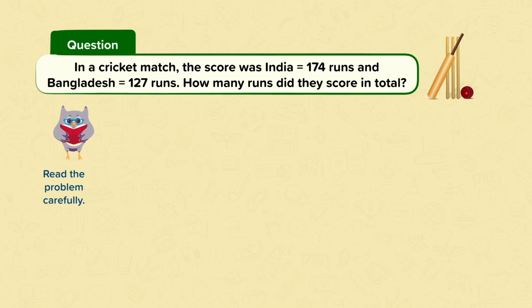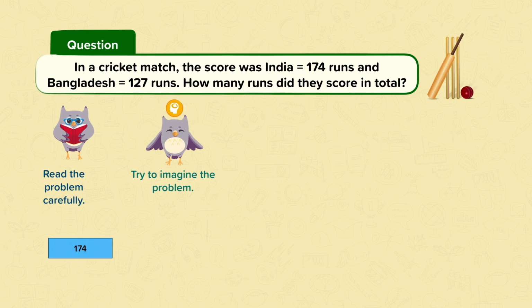In a cricket match, the score was India equals 174 runs and Bangladesh equals 127 runs. How many runs did they score in total? Try to imagine the problem. If it helps, draw it out as a bar model. So here we think about the key information. India has 174 and Bangladesh has 127.